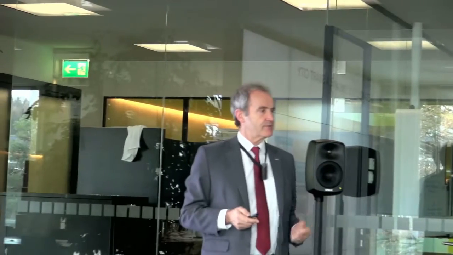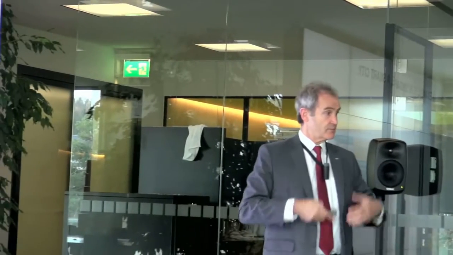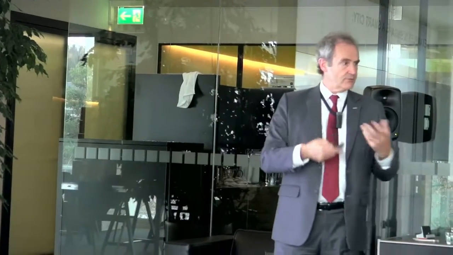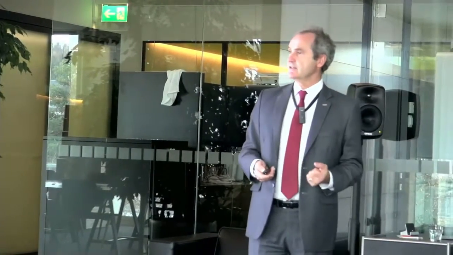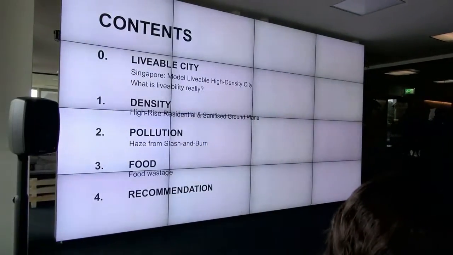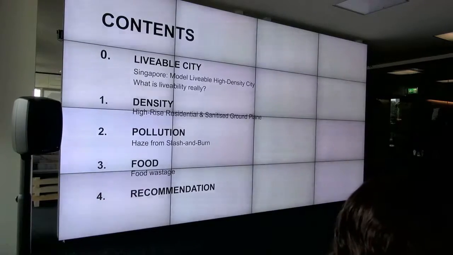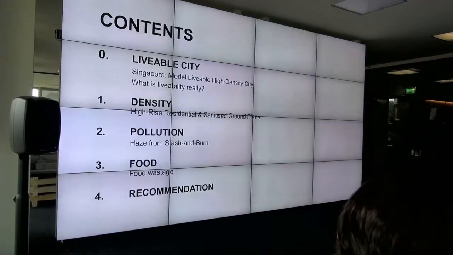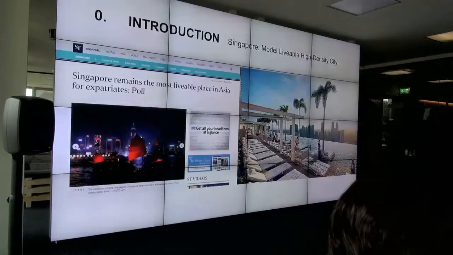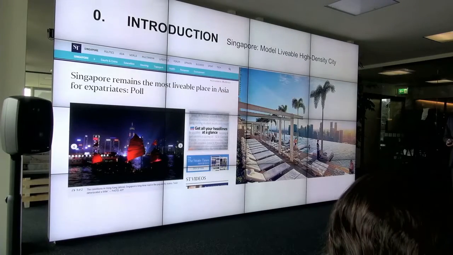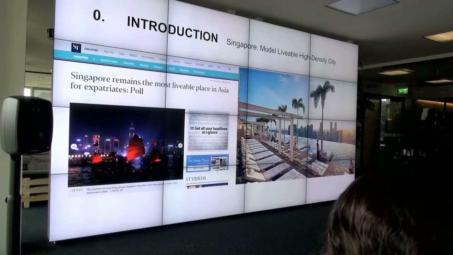Anyone in this room has in her or his city a similar thing going on? The pollution ones, I think, is quite common now in certain cities which are suffering from pollution. But these are all new smart little applications that pop up everywhere. Then livable city, density, pollution, food, and recommendation. That was your sequence. So model livable high density city.